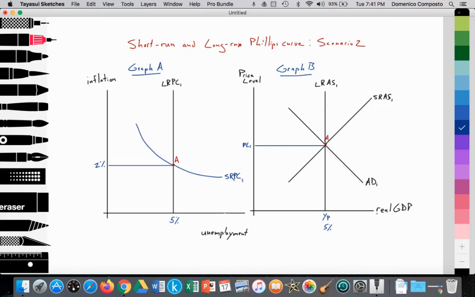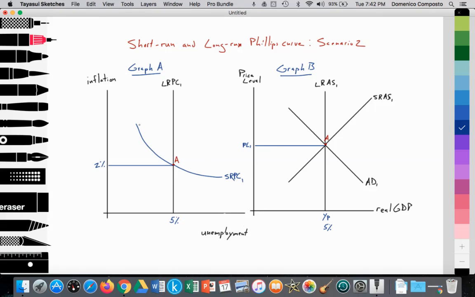We're tracking or measuring real GDP on the x-axis and the price level on the y-axis. We have the intersection of AD1, SRAS1, and LRAS1 at point A, which provides an equilibrium price level at PL1 and an equilibrium level of GDP at YP, or full potential GDP, where we're operating at the natural rate of unemployment of 5%. And we'll remember that the natural rate is the sum of structural, frictional, and seasonal unemployment.